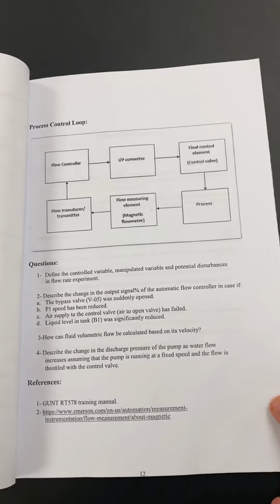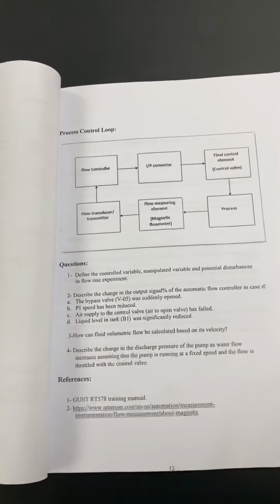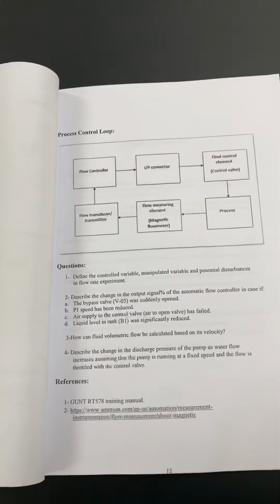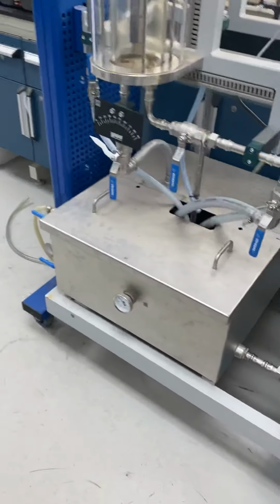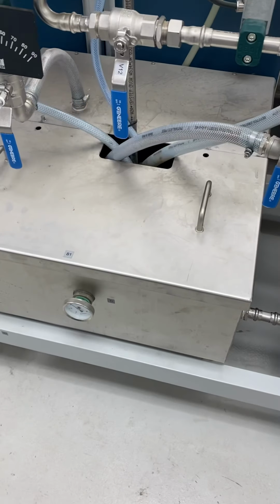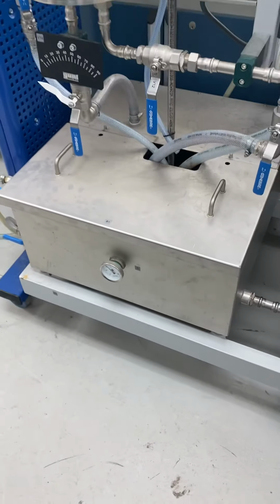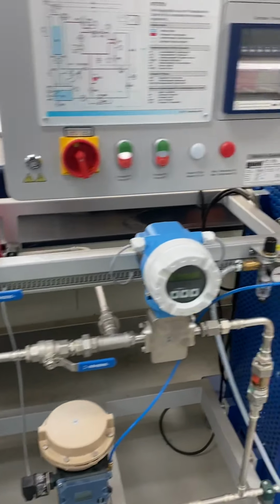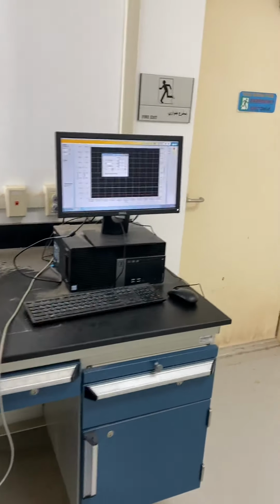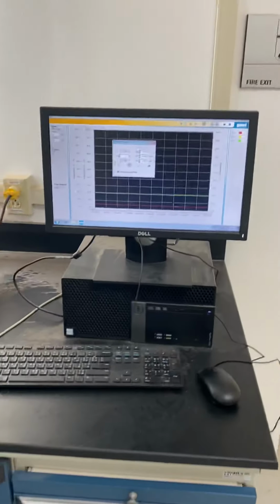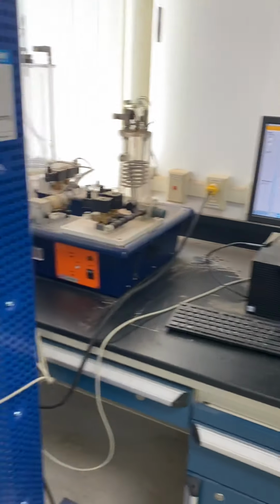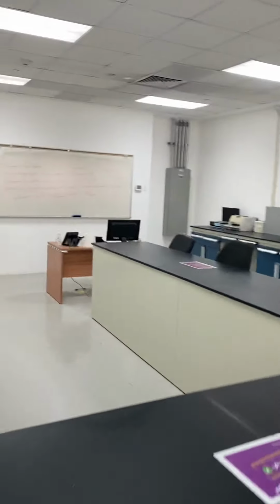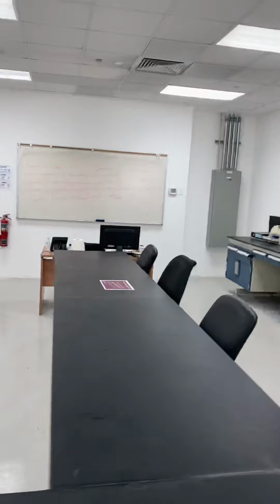Okay? And the last one is that the liquid level in tank B1, which is a collecting tank, was significantly reduced. Okay? So we are basically talking about a change in water level inside this tank. Okay? Right. So the way to answer this question logically, guys, because it might be a little bit confusing, is to follow the strategy that we have here on the board.